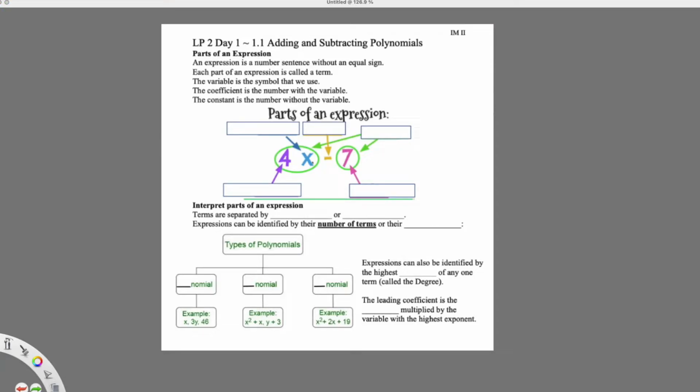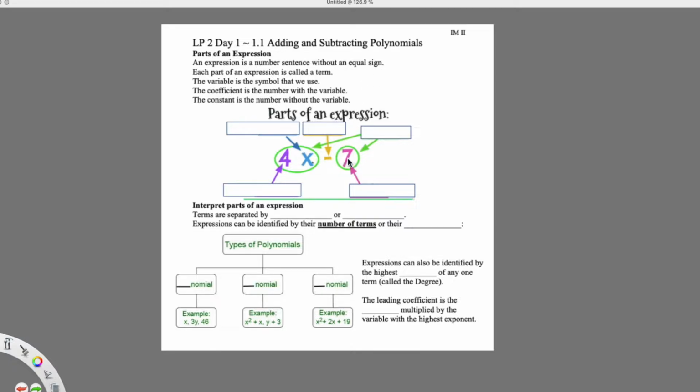Right, so in this video, I'm going to show you how to find the degree and leading coefficient of a polynomial. But first, let's just review the parts of an expression. So over here, we can see that we have some statements here. So an expression is a number sentence without any equal signs.